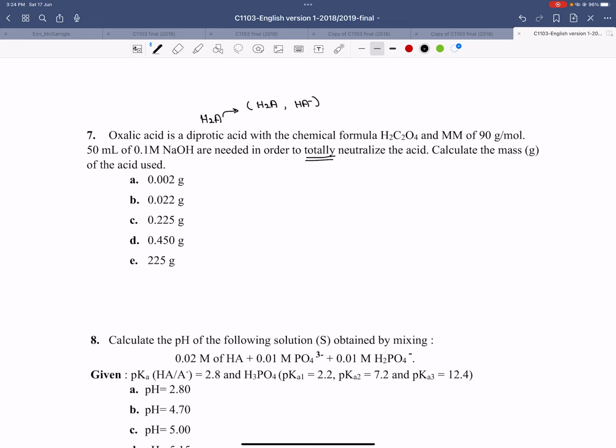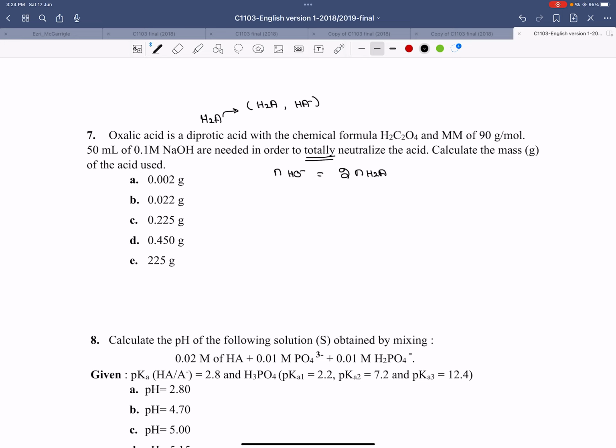But it basically means that the number of moles of HO minus needed to completely neutralize the diprotic acid is the number of moles needed to neutralize H2A and to neutralize HA minus. So it will be double the number of moles to neutralize H2A. This is how you understand it. If you don't, go back to the rules that you learned before.